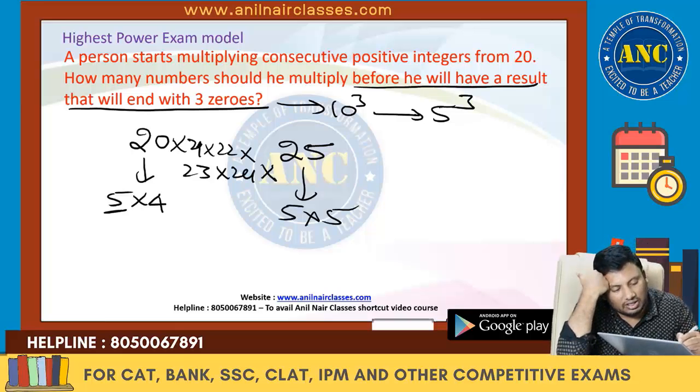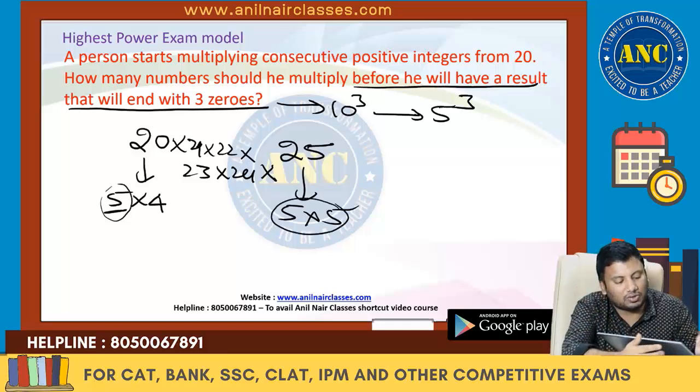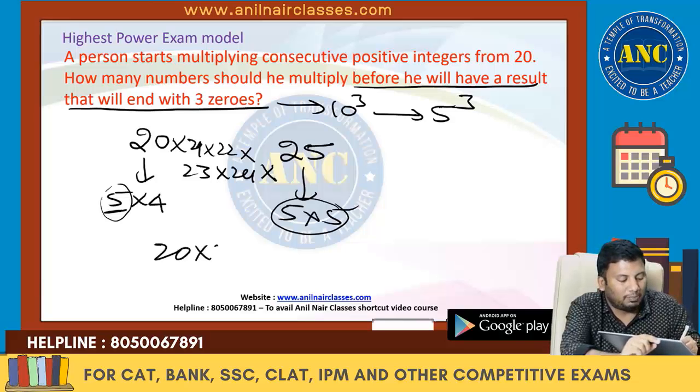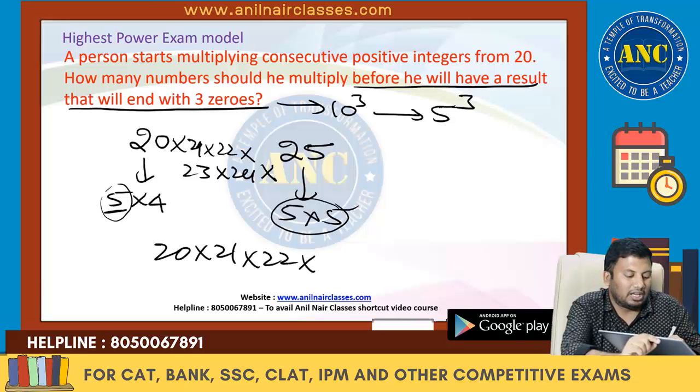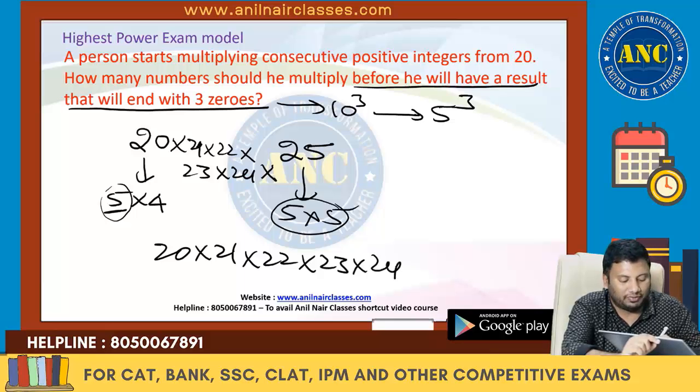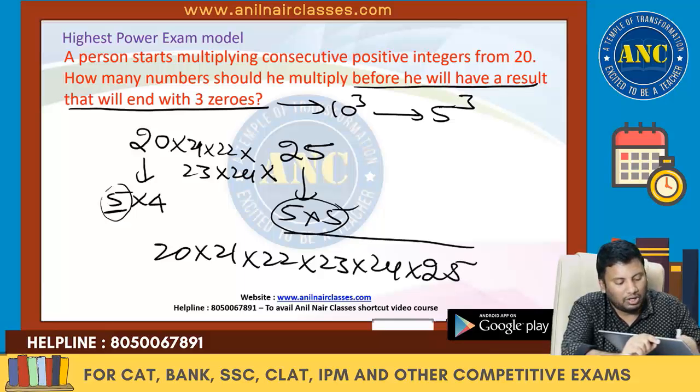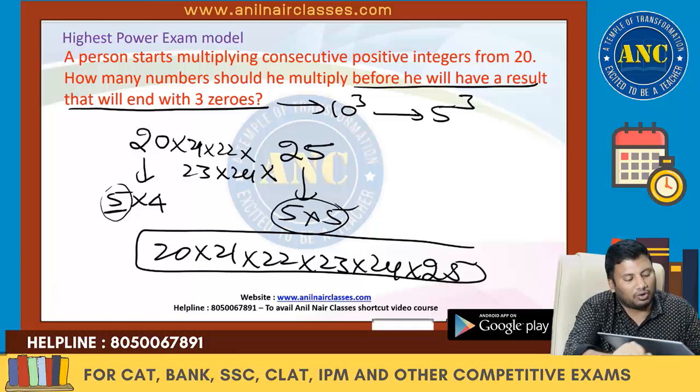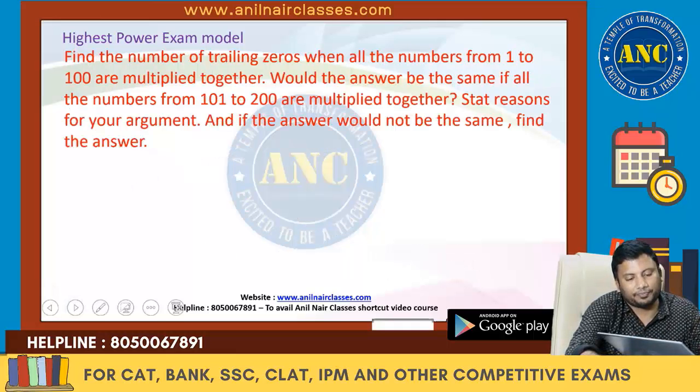20 gives one 5, and 25 is 5 square. One 5 and 5 square, so 3 zeros I will get. So he has to multiply from 20 and he has to continue till 25. I hope the idea is clear.